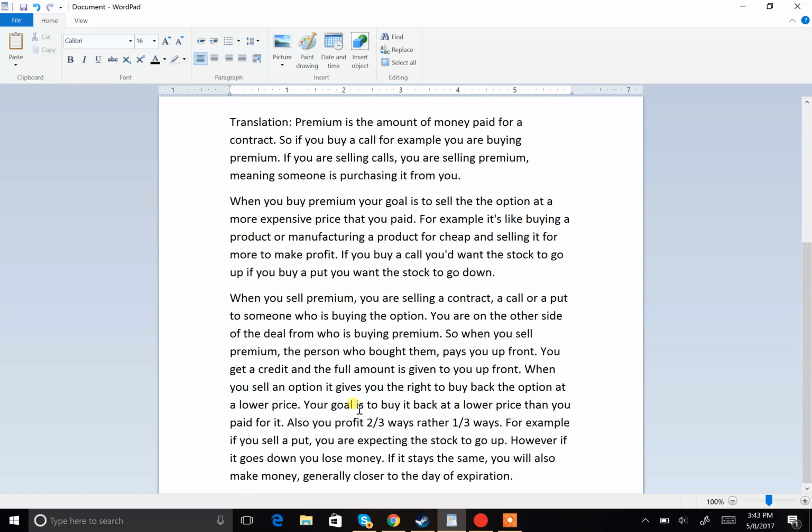Same thing if you were selling a put. If you were selling a put, you're expecting the stock to go up, and you make money 2 out of 3 ways: if it goes up or if it stays the same. But if it goes down, you lose money. That's what I mean by 2 out of 3 ways, or 1 out of 3.